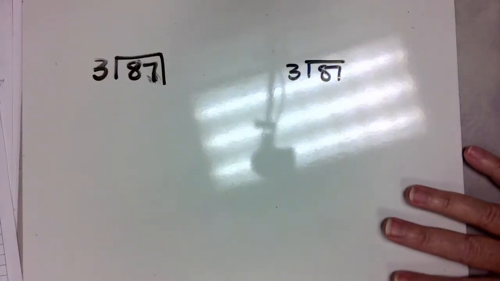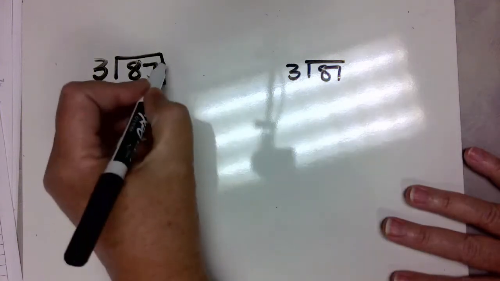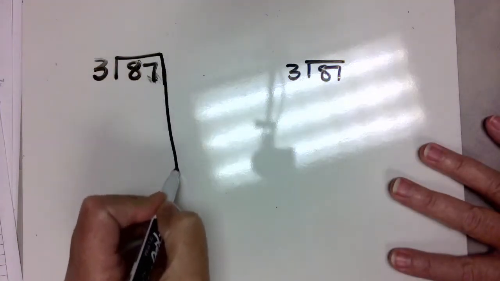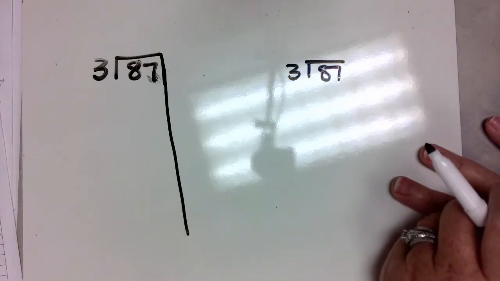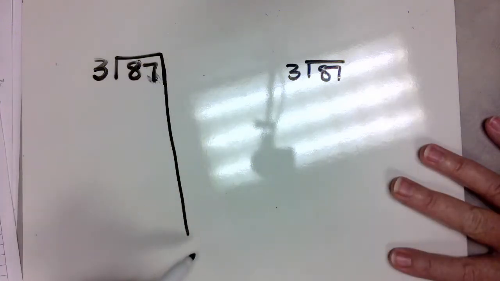Okay, we are going to divide 87 by 3, and we're going to use the partial quotient method of division. A lot of people call it the big 7 because this looks like a big 7, but make sure your students understand that you are finding part of the quotient. So this is the partial quotient method.